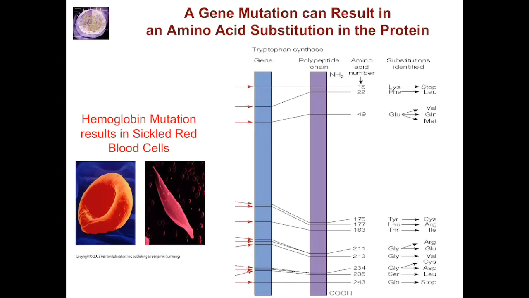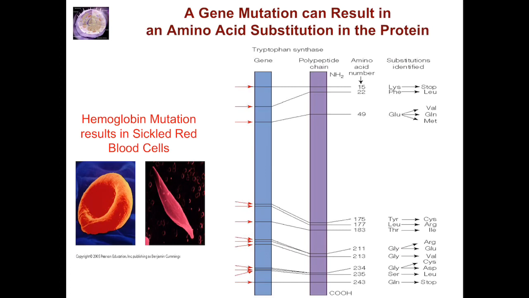All right. On the left, again, I just picked up some pictures of normal red blood cells versus the sickle red blood cells. And on the right side, I'm trying to show you the mutations known for a particular gene called tryptophan synthase. So let's take a look. At amino acid number 15, there's a lysine that is now changed to a stop.